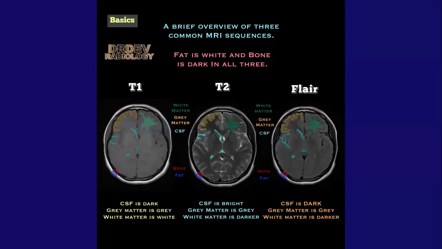CSF on T1 would appear dark, gray matter is gray, and white matter is white. But if you come to FLAIR, because most people would confuse T1 with FLAIR, CSF would also be dark, but you want to see what your gray matter looks like. Your gray matter here would be relatively gray, and your white matter would be darker compared to your gray matter on FLAIR. But on T1, your white matter would be relatively bright compared to your gray matter. That's fine. Next slide, please.